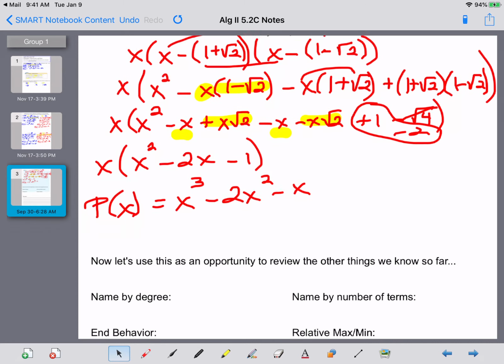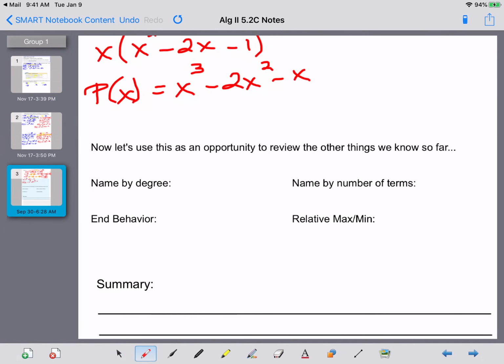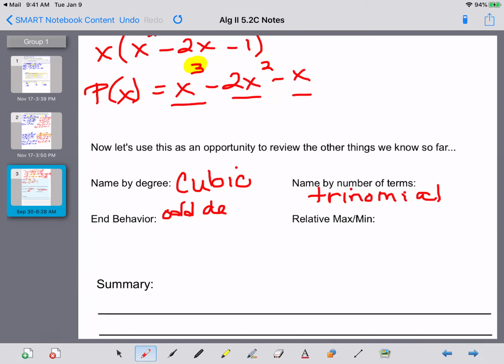All right, we're going to use that polynomial to just do a quick review from the last few days. If we were to name it by degree, its highest power is a 3, so we would call it a cubic. If we were to name it by number of terms, we have 1, 2, 3. So 3 terms is called a trinomial. Its end behavior, since it is cubic, it has an odd degree, and its leading coefficient is just a positive 1. So that means it should have kind of a twist like this. So we know that it's going down on the left and it is going up on the right.